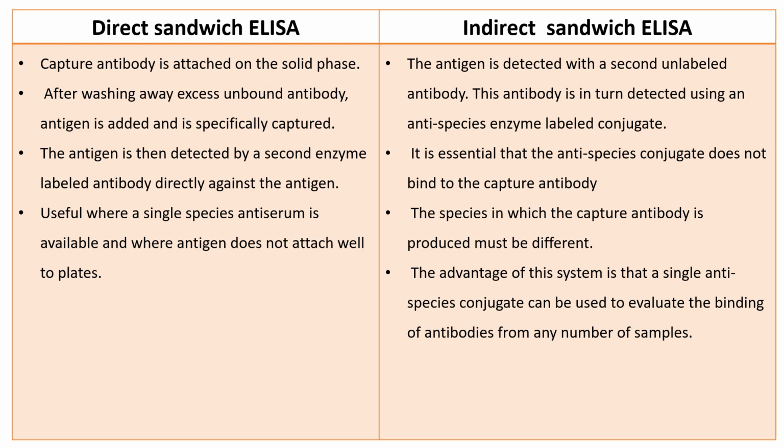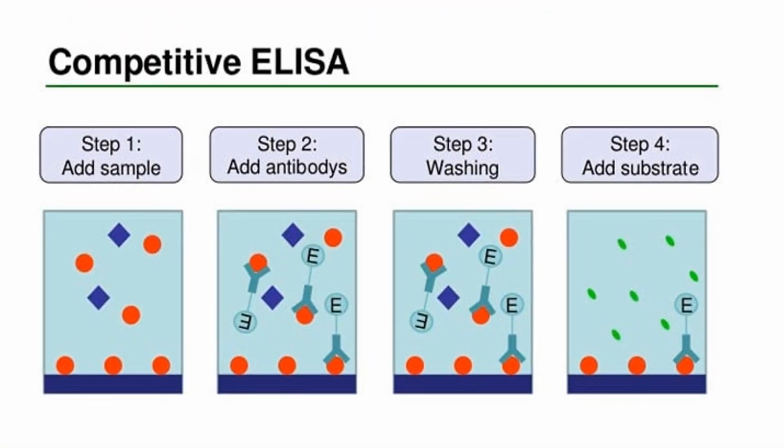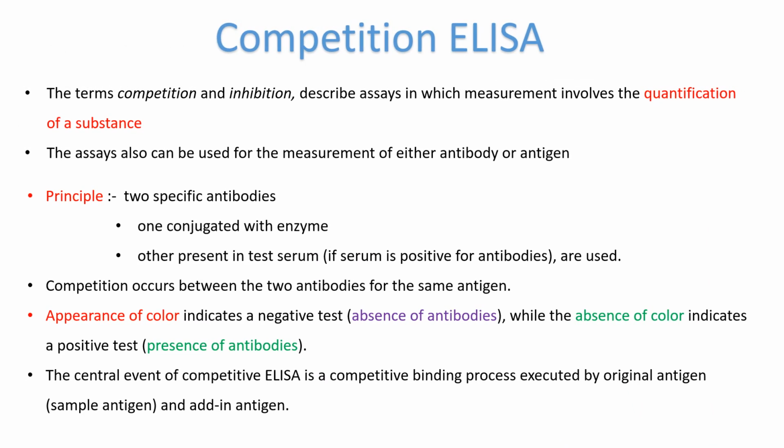Now we see the competitive ELISA. Here there are four steps. First we add the sample, then the antibody, then third is the washing, and fourth is the substrate. So let's look into each of these. Competition means inhibition.